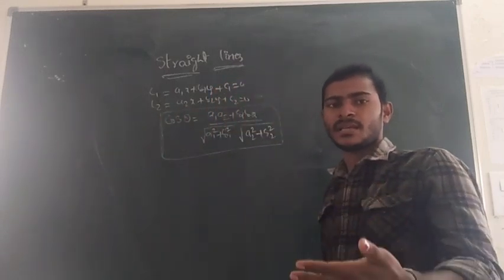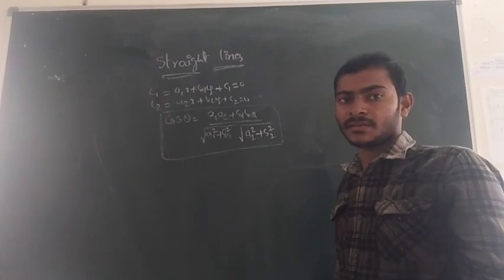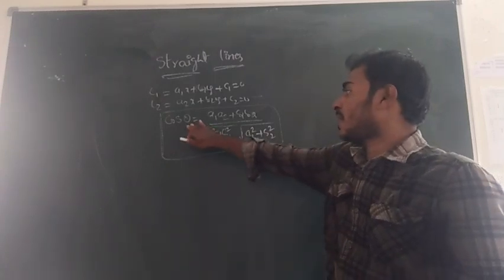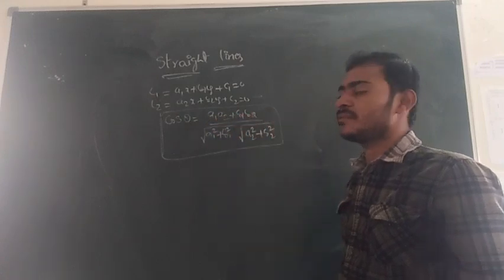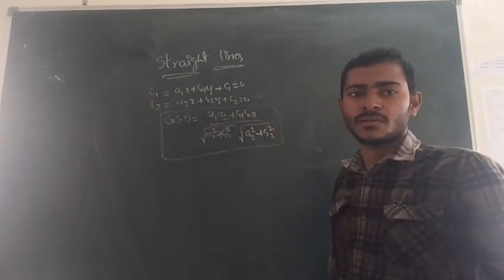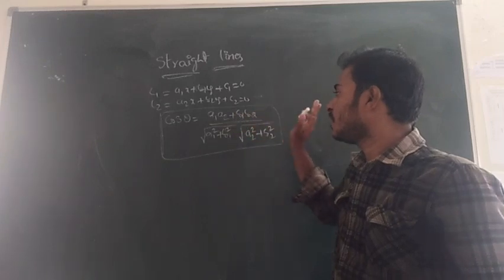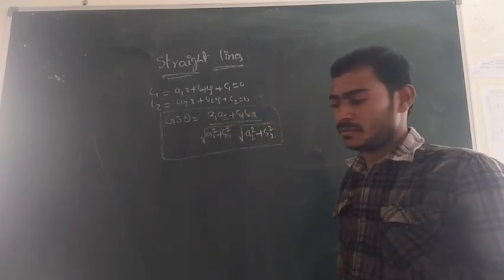When two lines are perpendicular, when theta is 90 degrees, we get A1 A2 plus B1 B2 is equal to 0.